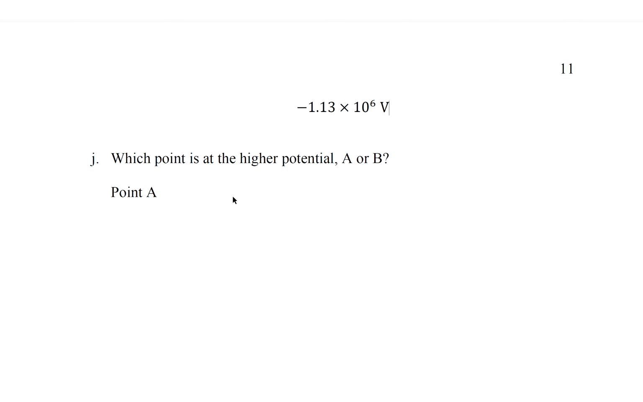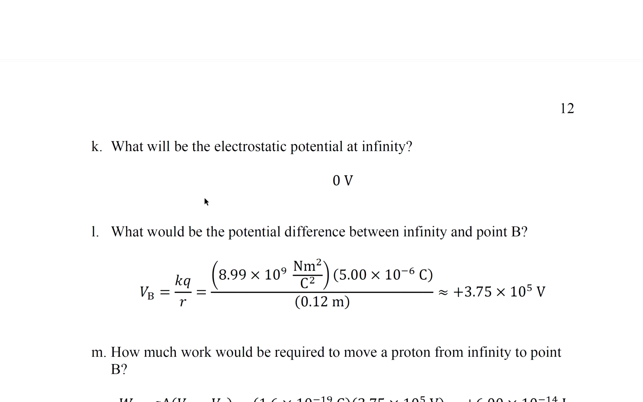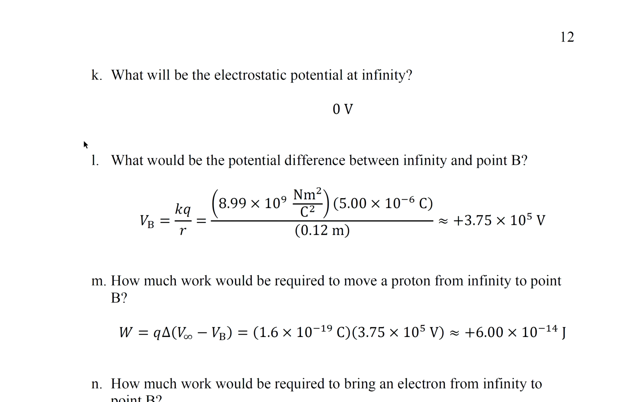Part J, which point is at a higher potential, A or B? It's going to be A because it's closer to the positive charge. Part K, what will be the electrostatic potential at infinity? That's 0 volts. Part L, what will be the potential difference between infinity and point B?